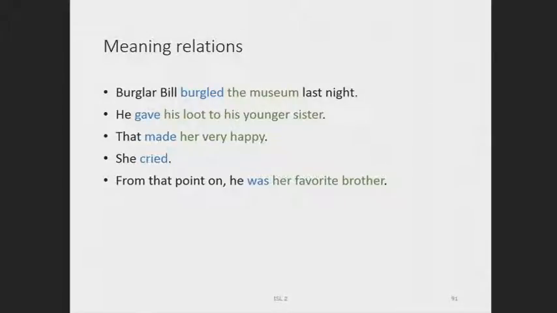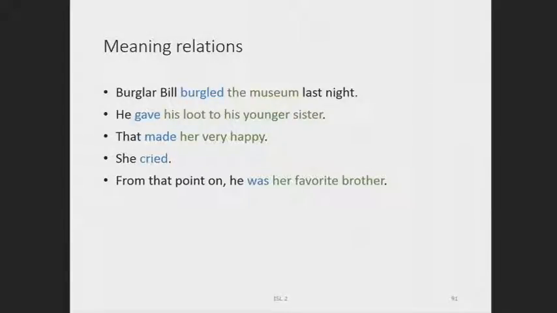Then we have she, subject, he, subject, her favorite brother. Perfect. That is the subject complement, because again, we sort of have an equation between he and her favorite brother, but in this case it's an equation between the subject and the complement, and she is happy, so it's between the object and the complement, right?